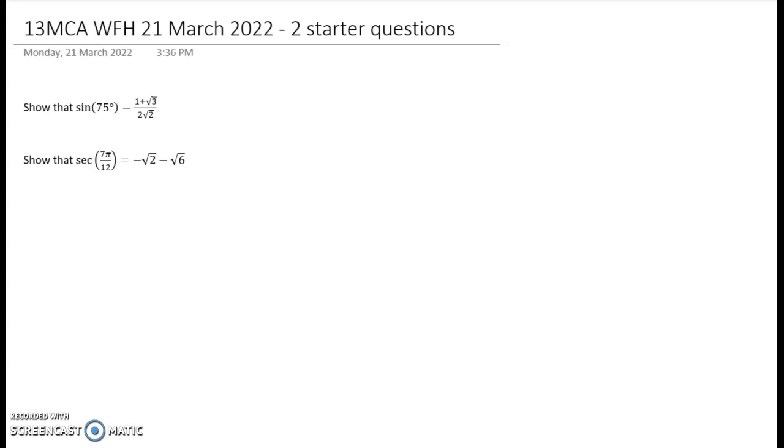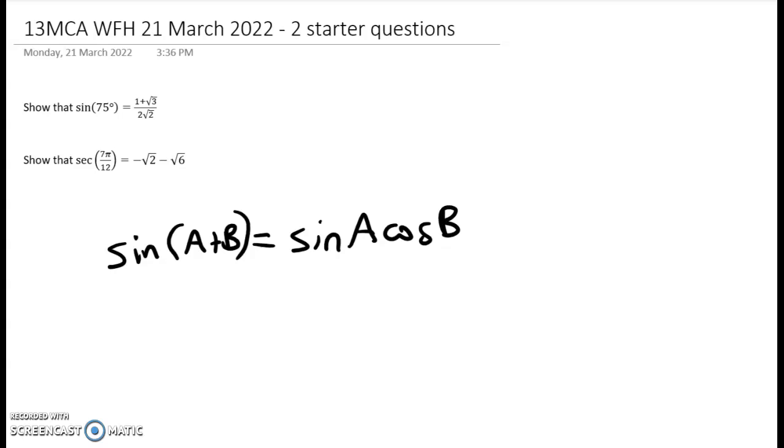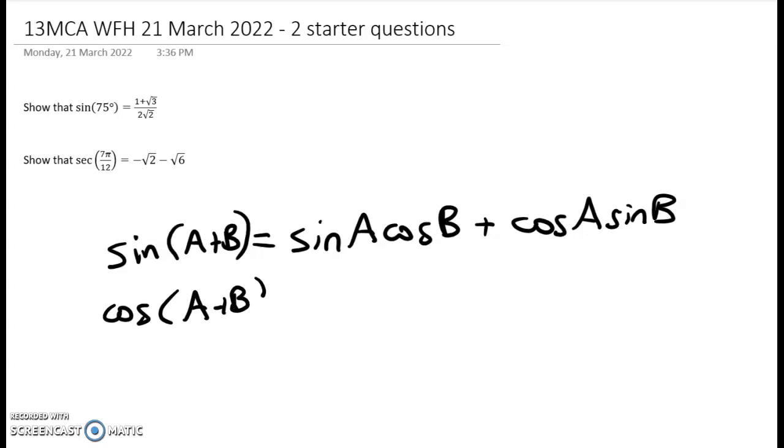So both of these use compound angle formulae. The first one uses sine of a plus b, which is equal to sine a cos b plus cos a sine b. And the second one is going to use cosine of a plus b, which is cos a cos b minus sine a sine b.